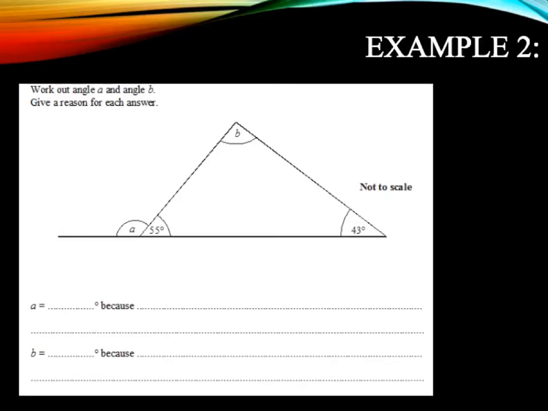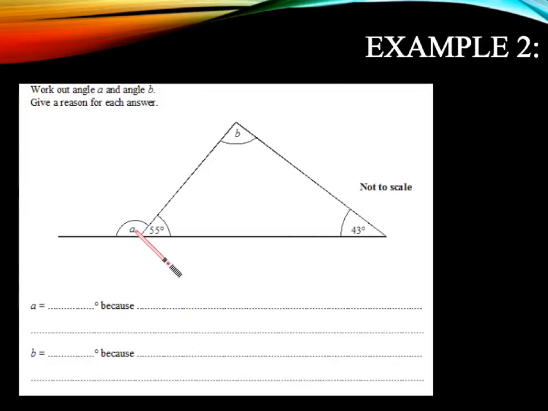Okay. Let's take a look at this second example then. This time it says work out angle A and angle B, just like before. Something else to note on these questions is this one says not to scale. This is another warning really, more than anything else. It says don't try and measure this angle with your protractor. It will be wrong. Okay, so if it says work out angle A and B, it doesn't mean measure. If you're being asked to measure an angle with your protractor, it will clearly say measure. Okay, and this doesn't.